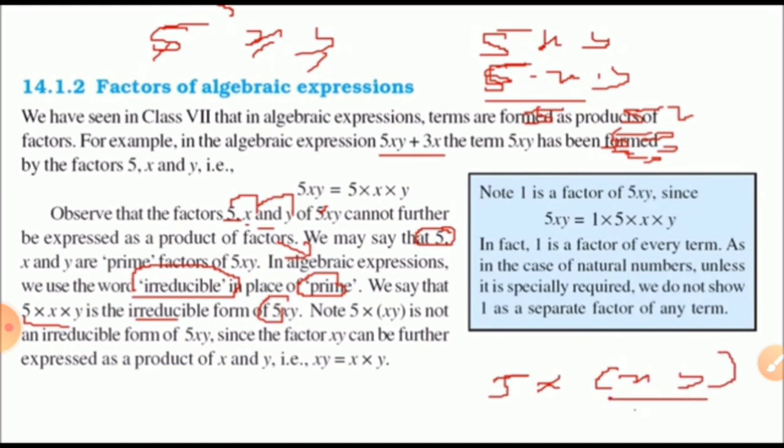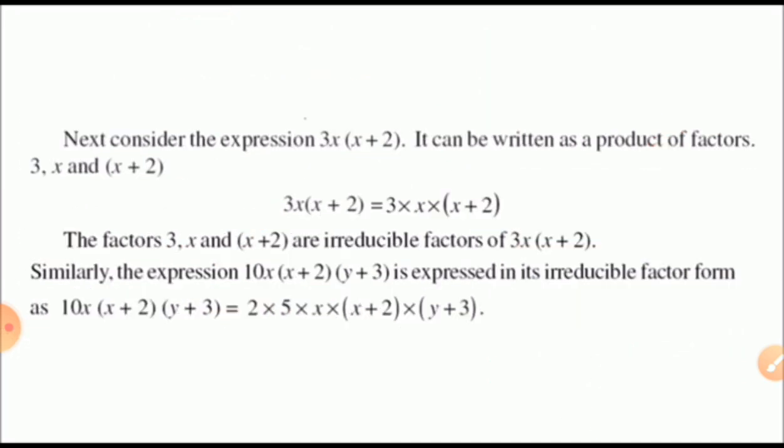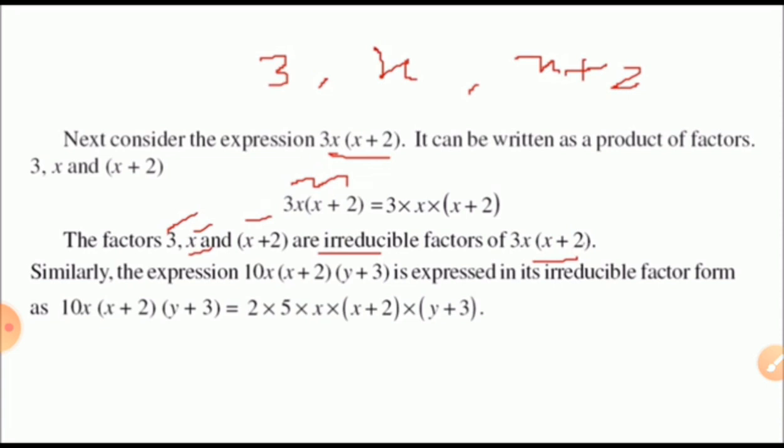5 into x into y, or you can say xy together, xy will cut also. Next, consider the expression 3x into x plus 2. It can be written as a product of factors 3x and x plus 2. Isn't it? Yes. Or you can say 3 into x plus 2. The factors 3x and x plus 2 are irreducible factors of this one.